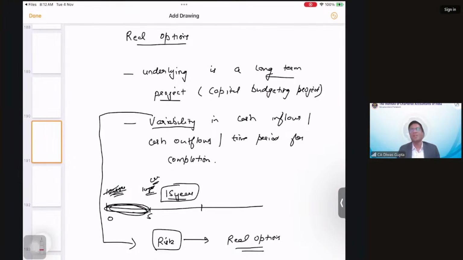So, students, till now we have discussed the financial options, right? We discussed the derivatives which have a financial asset, a financial instrument, as an underlying. But real options is a concept where the underlying is a long-term project, which is a capital budgeting project. Now, it means that there is variability in cash inflows and cash outflows, right? Variability means that you are not able to determine whether a specific amount will be an outcome or not, and even the time period for that matter.